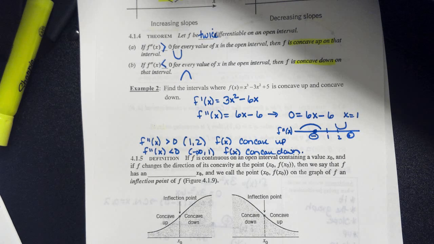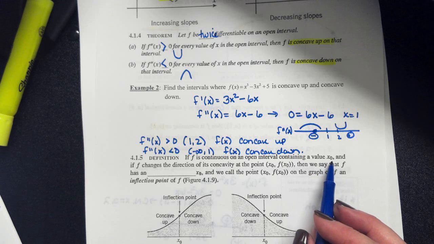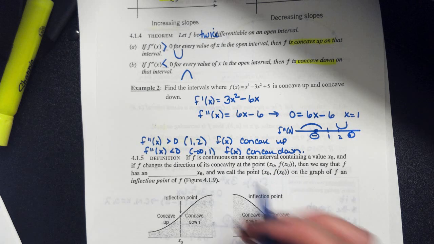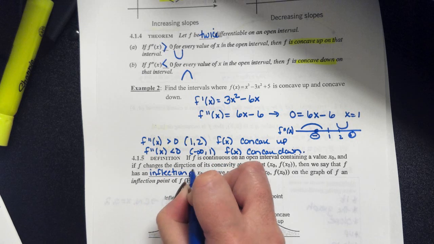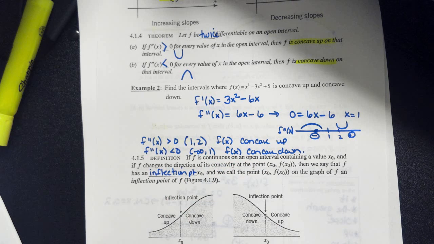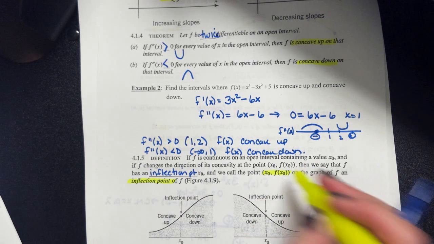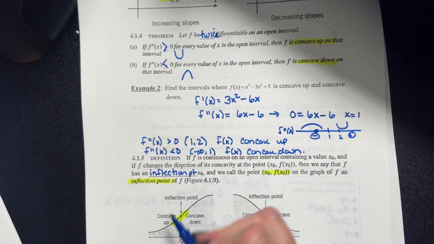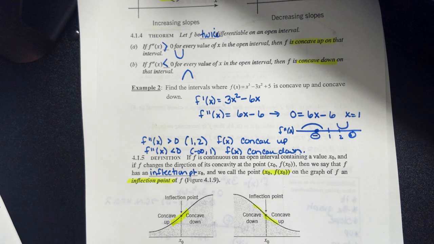So this leads us to another theorem. If your function is continuous on an open interval containing an x value, and if f changes the direction of its concavity at a particular point, then we say f has an inflection point at x sub 0. So again, this point right here, that x sub 0, this is our inflection point. Again, it changes concavity at that particular point. So it changes from concave up to concave down, or it can change from concave down to concave up.